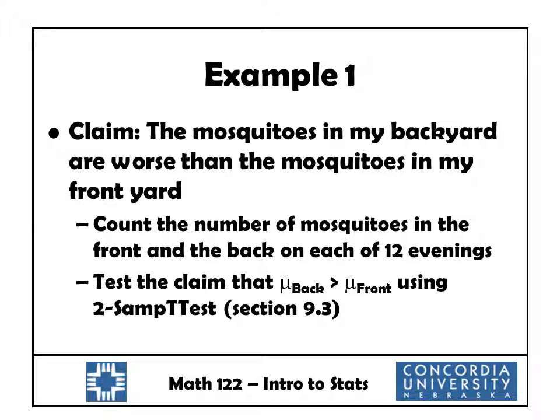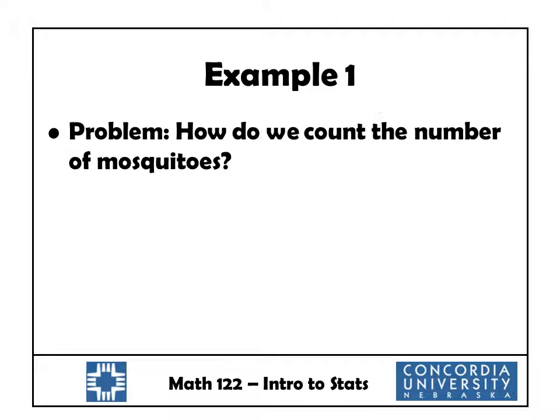Everything sounds reasonable. However, there's a real serious problem here. How do I count the number of mosquitoes? That would be very difficult, if not impossible, to do. So this approach doesn't seem reasonable or at all feasible.